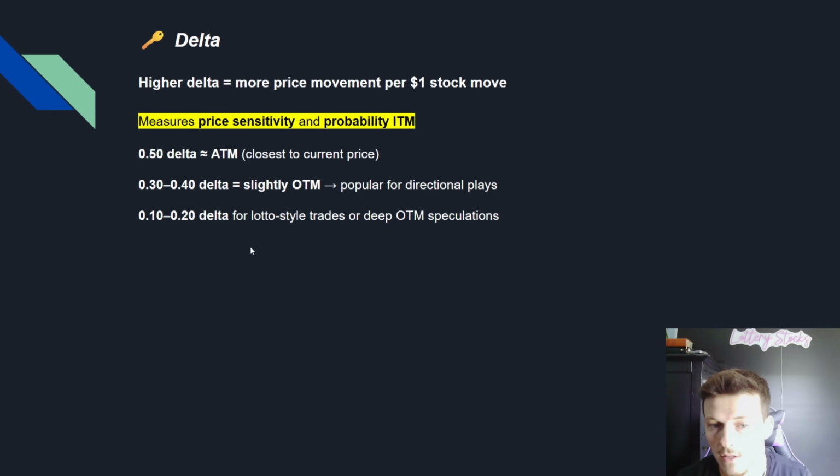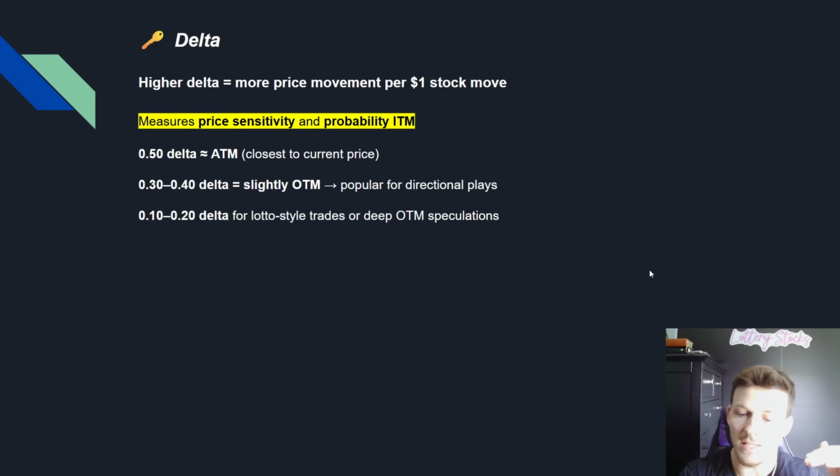0.1, 0.2 delta for lotto style trades or deep out of the money speculation. So that $120 strike or something on GameStop, way out of the money, you're going to have a lower delta, which means you're going to have lower price movement on the contract per $1 stock move.